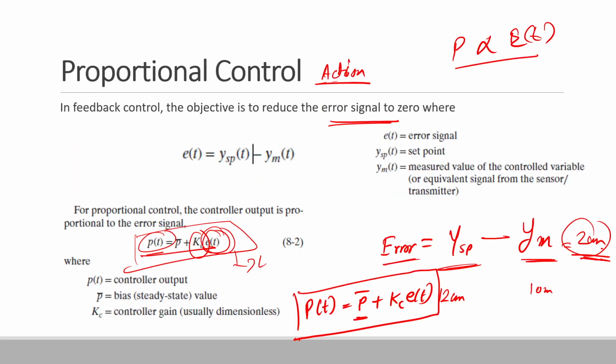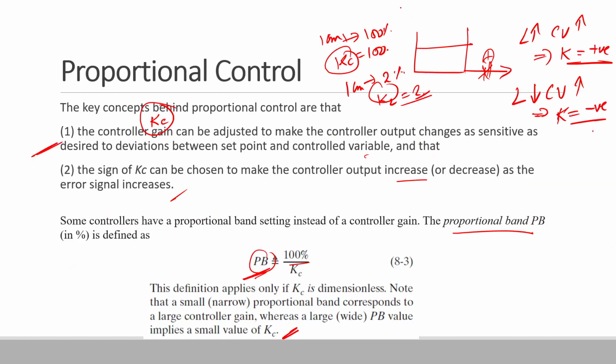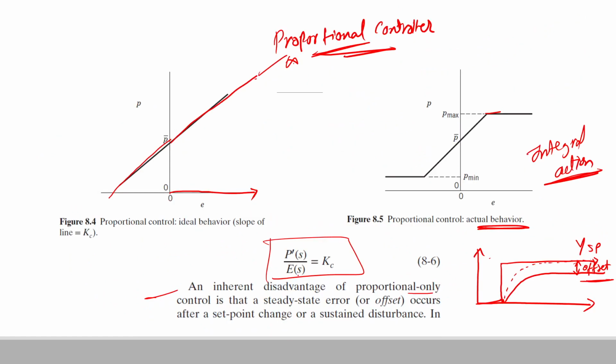The first one we studied was proportional control, in which the control action taken was directly proportional to the error. And then we obtained the transfer function model for the controller. That is, the control action will be proportional to the error, and ultimately the transfer function will become P(s) upon E(s) is equal to Kc. And this is known as controller gain, the controller gain for the proportional controller, Kc.